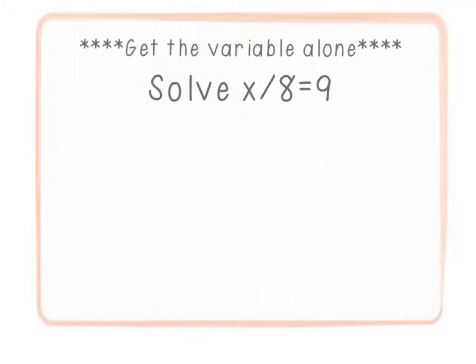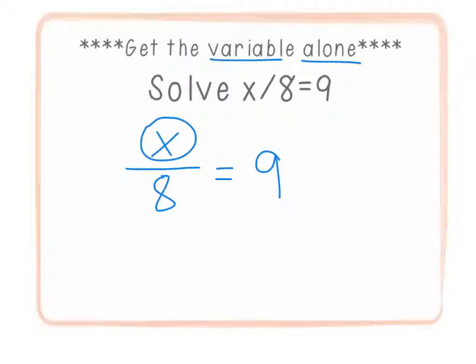This next problem is x divided by 8 equals 9. So what I'm going to do is write that out so you can see it. X divided by 8 equals 9. I want to get my variable alone, and that is x. So how I'm going to do that is I'm going to create a wall. X is not by itself right now because it's getting divided by 8, and I want it to be by itself. So I'm going to undo it, and I'm going to multiply it by 8, because I'm going to do the opposite to both sides.